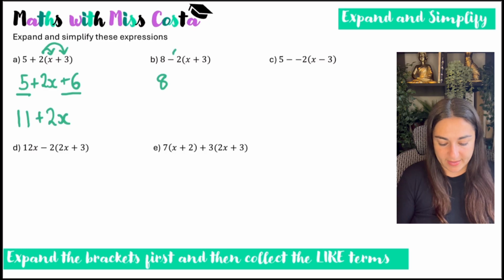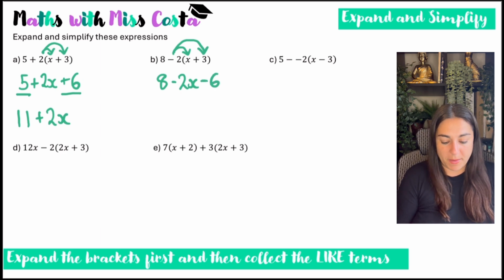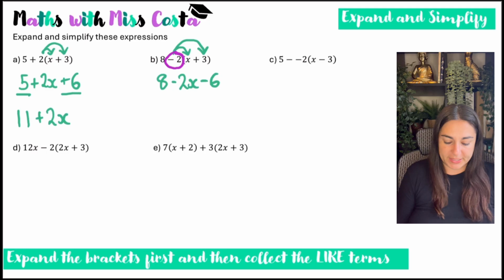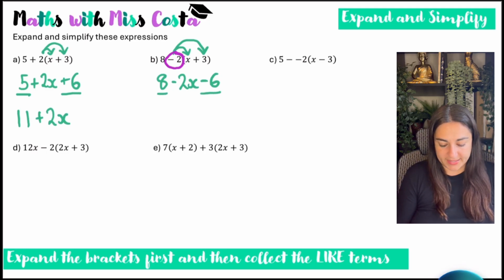We've got 8, and then we've got minus 2 times by x. So it's going to be minus 2x, and minus 2 times by 3, which is minus 6. Remember, the positive or the negative sign always belongs to the term after it. So that minus belongs to the 2. So it's a minus 2. So we've got 8 minus 6, which is 2. And then we've got minus 2x.